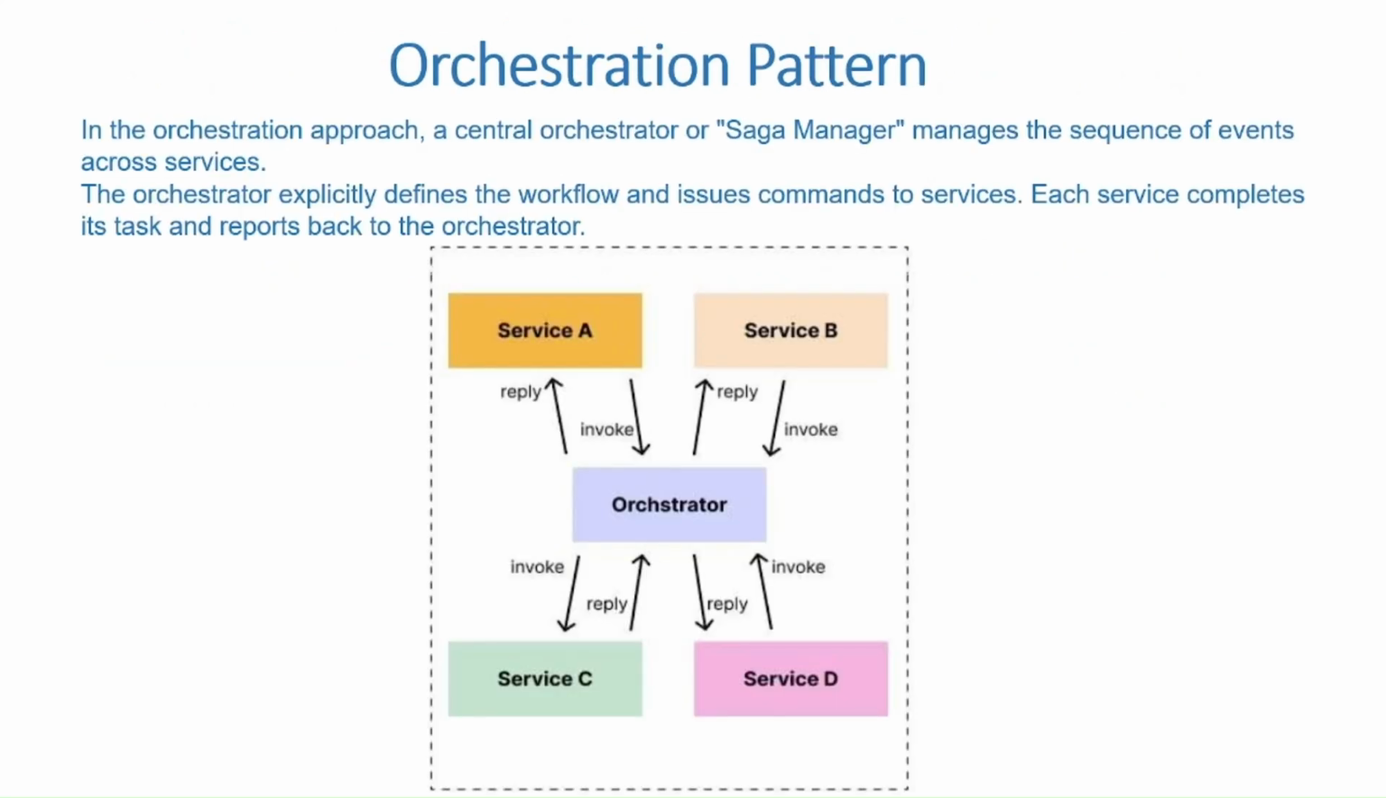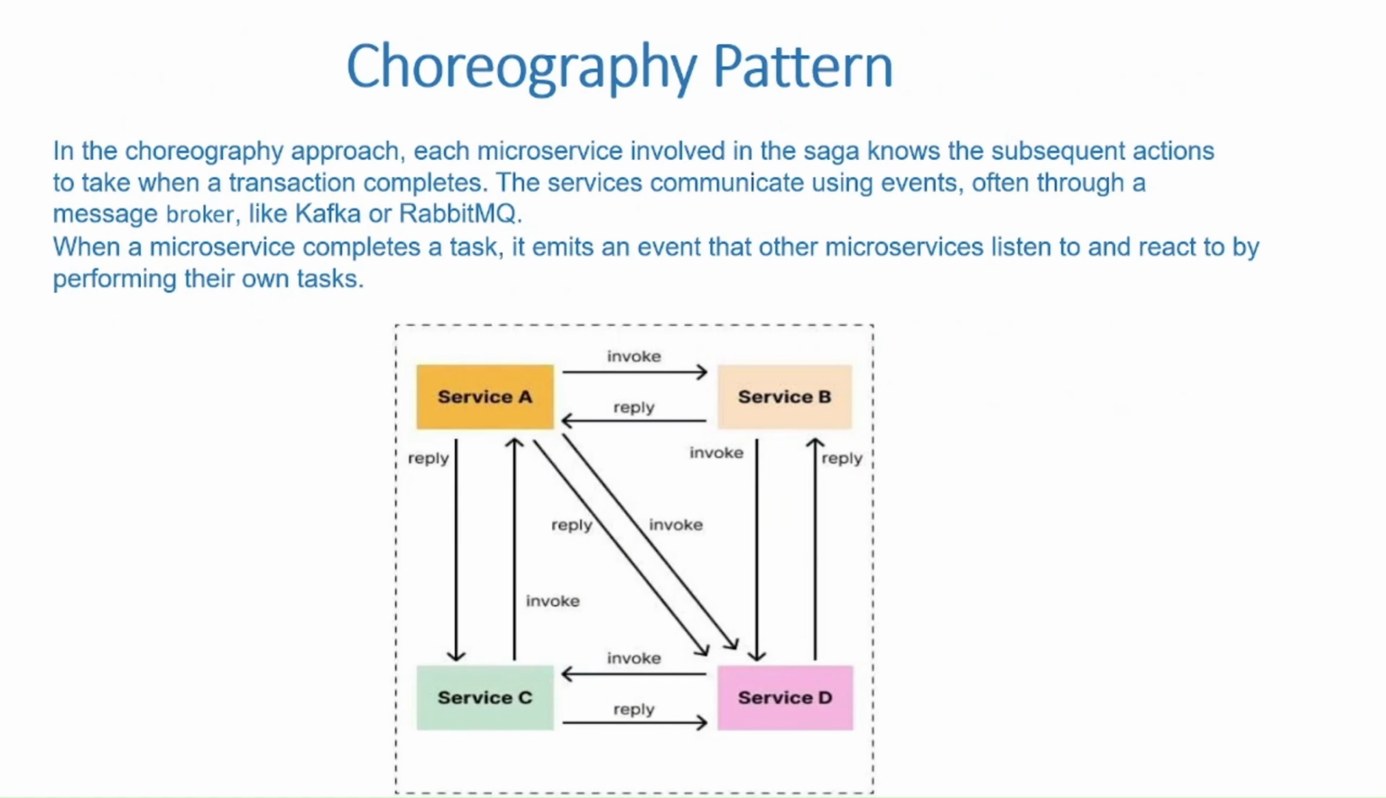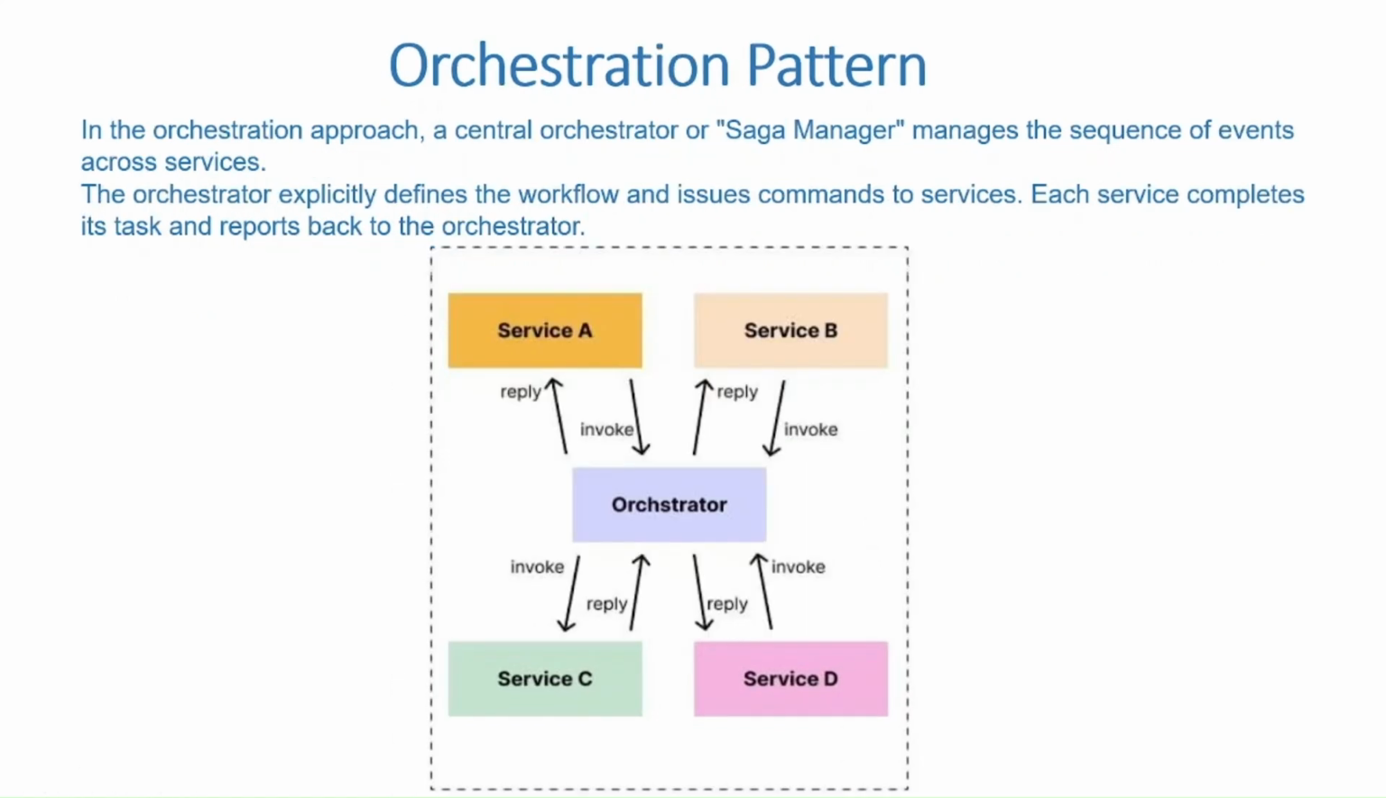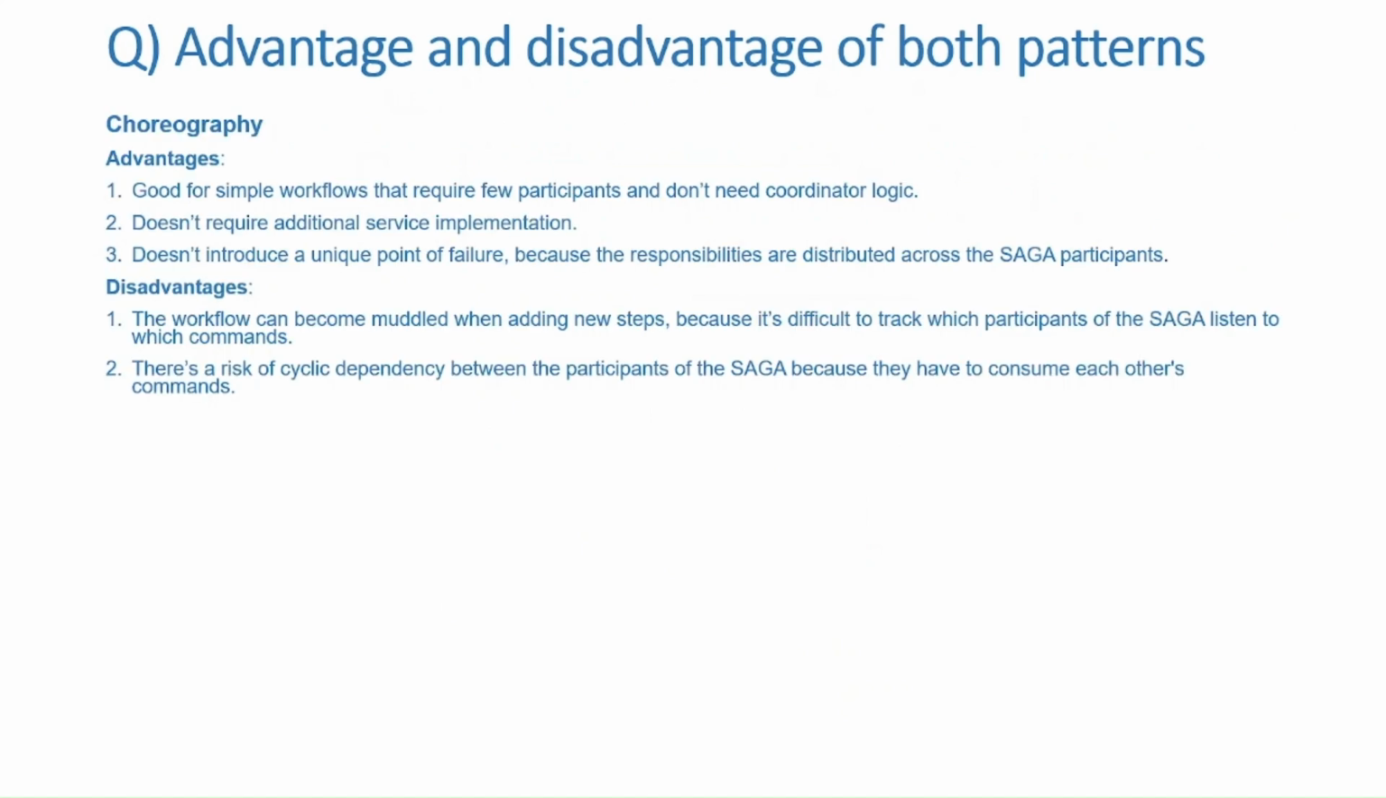Since one microservice, like service A and service B, could be dependent on each other. This is known as a cyclic dependency, which can happen in the choreography pattern because they are interacting with each other. So this is one disadvantage of having the choreography design pattern.